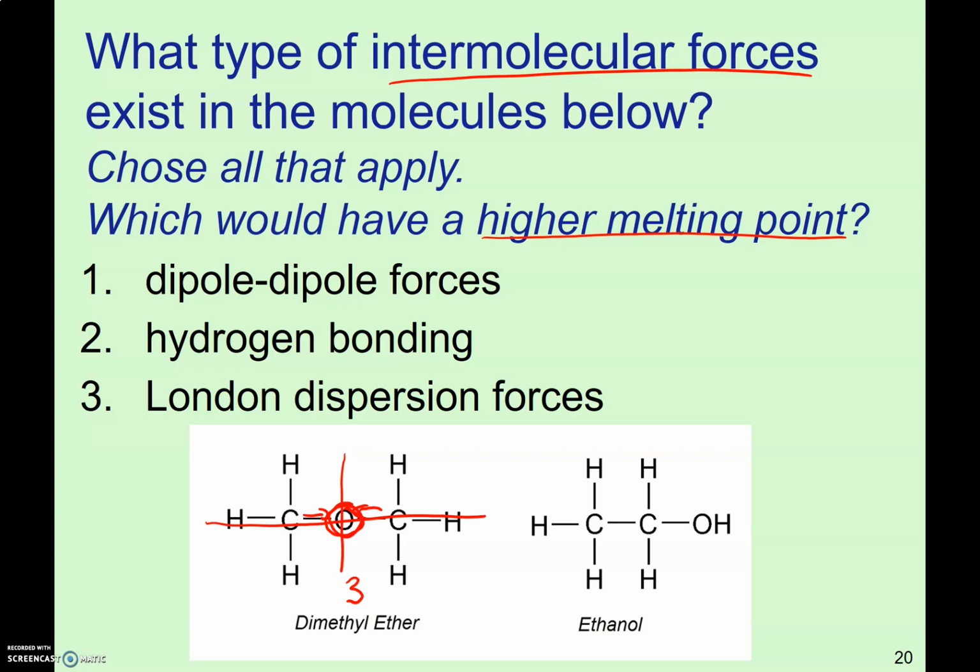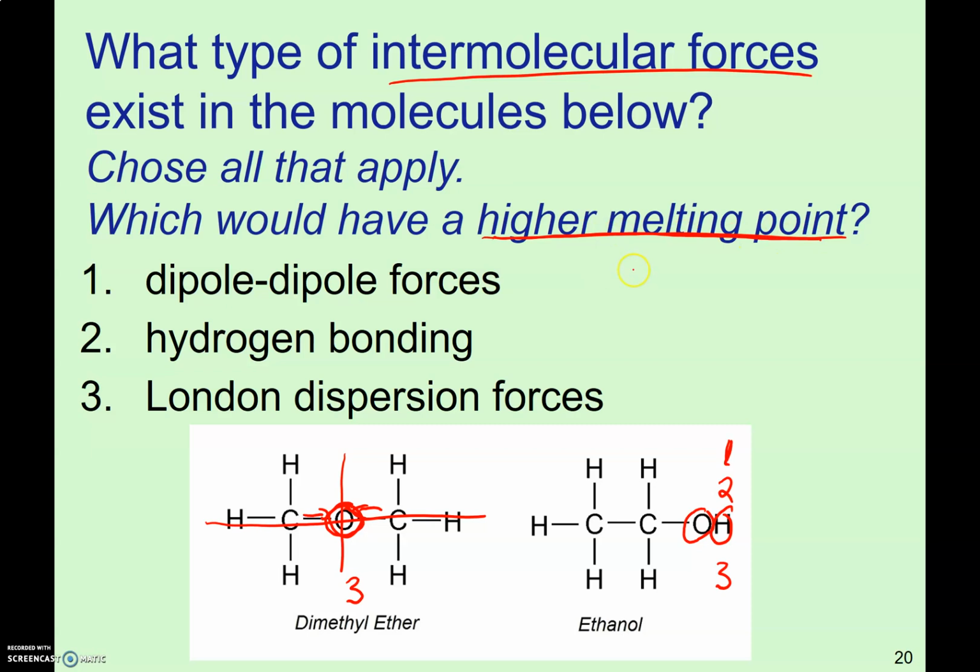However, this molecule has all three intermolecular forces. It's polar, so it has dipole-dipole. It has hydrogen bonding because it has O, and then hydrogen connected to a very electronegative element. And then all molecules have London dispersion forces. So this has all the intermolecular forces. Since it has the strongest intermolecular forces, it's going to have the highest melting point.